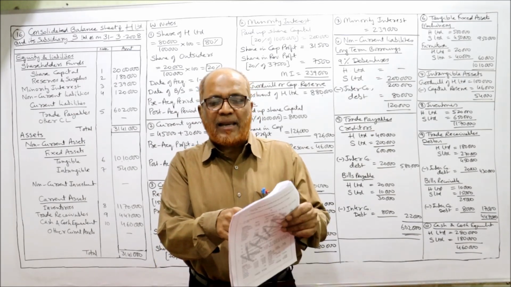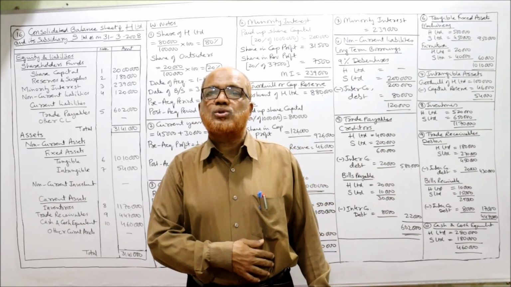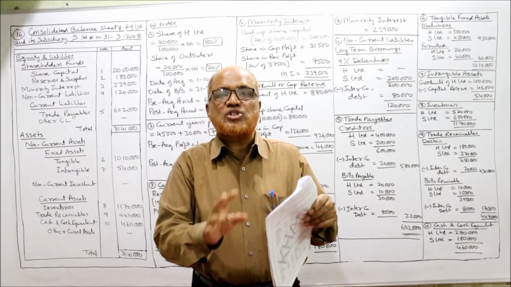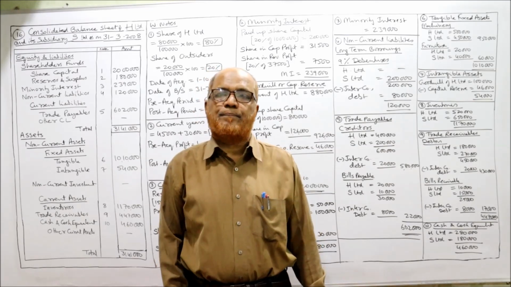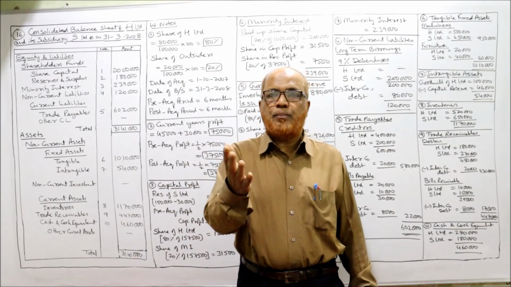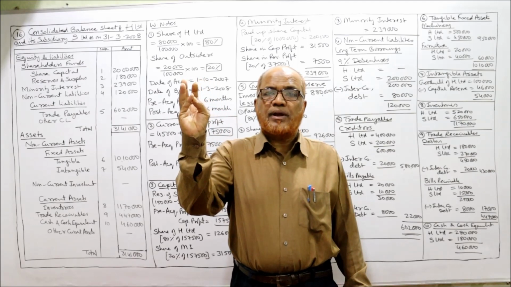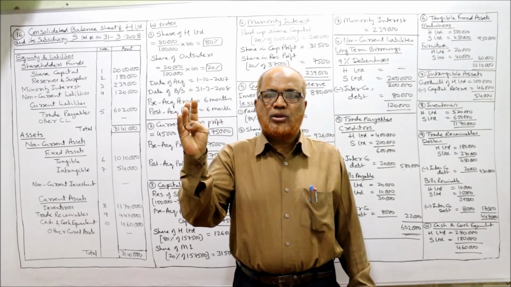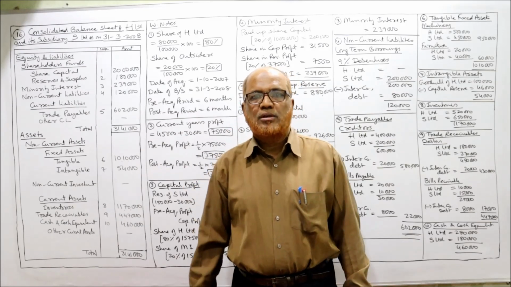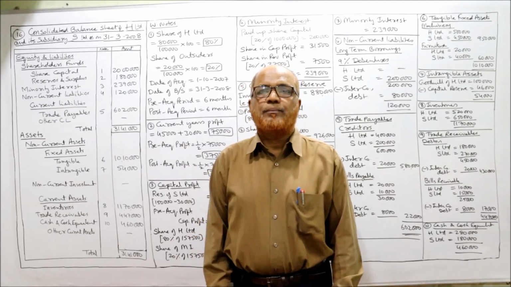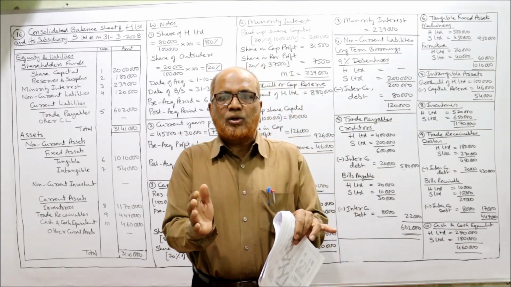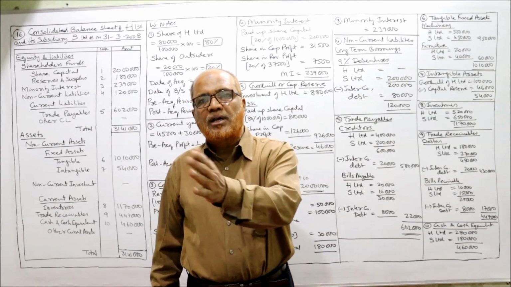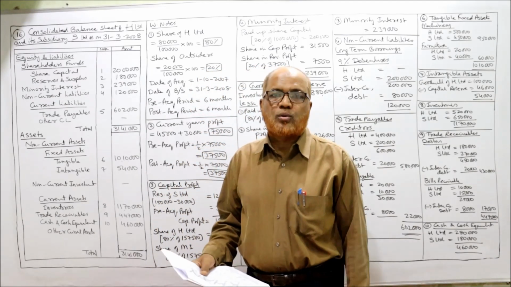Second point, the balance sheet date is 31st March 2008, but the shares are purchased by H Limited on 1st October 2007. So how many months pre and post? October, November, December, January, February, March. So these 6 months are post. The first 6 months are pre. So in the current year 2007-2008, first 6 months pre-acquisition, next 6 months post-acquisition.